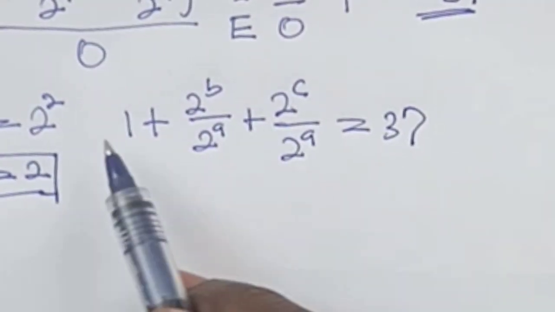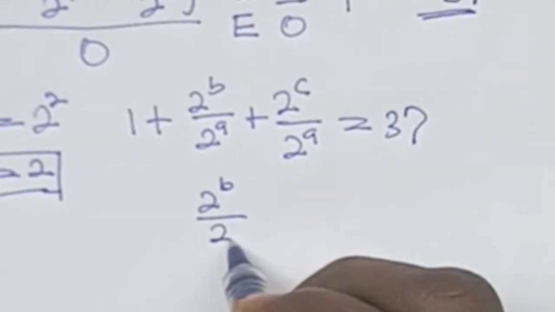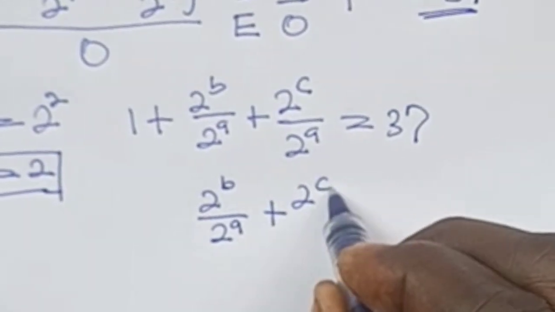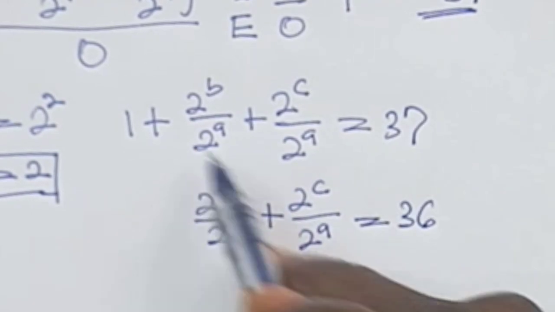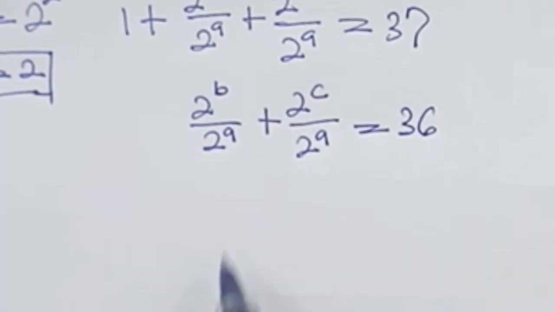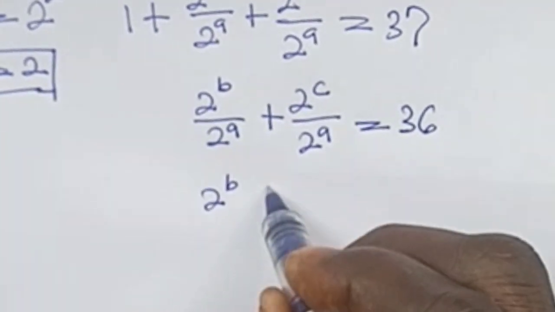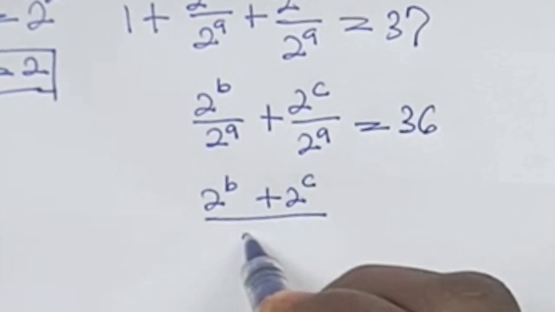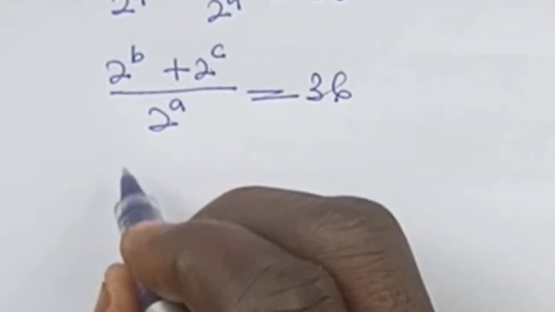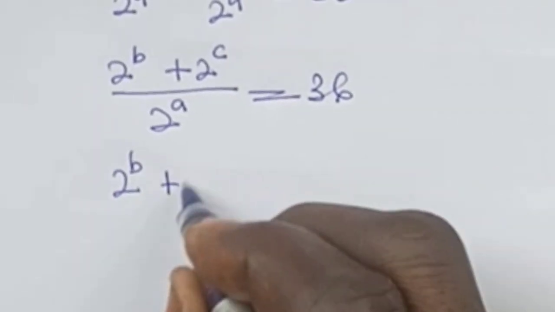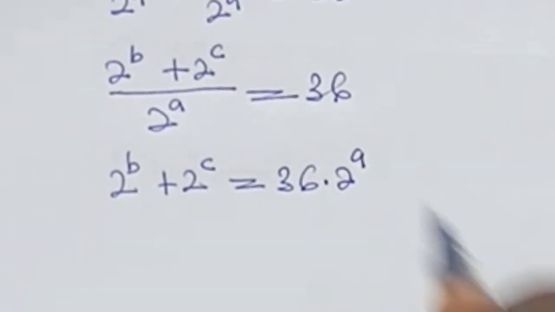So if we do this very well, we're going to transfer 1 to the right hand side. So the next line becomes 2 to the power of b over 2 to the power of a plus 2 to the power of c over 2 to the power of a equals 36. 37 minus 1 is 36. Here, since they have a common LCM, we can write 2 to the power of b plus 2 to the power of c all over 2 to the power of a, and this equals 36. So that 2 to the power of b plus 2 to the power of c will be equal to 36 times 2 to the power of a.